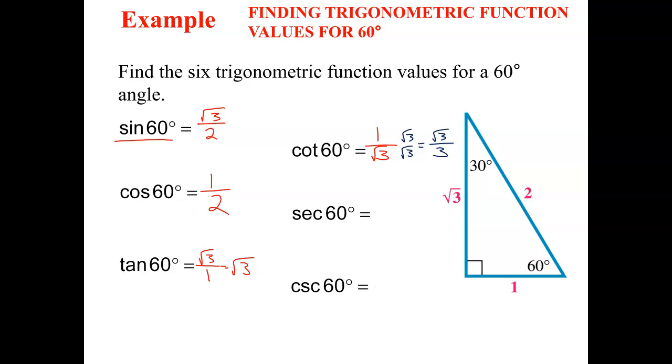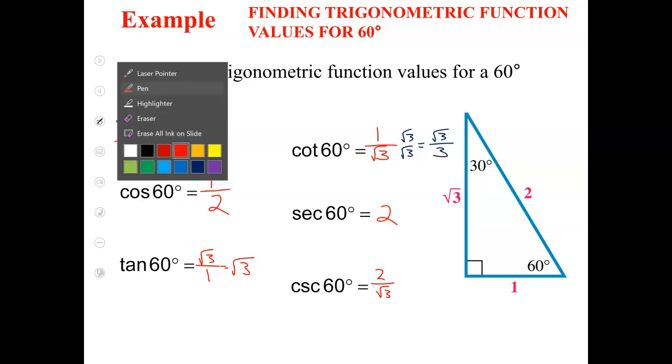Okay? Secant is the reciprocal of which function? Cosine. So if cosine is 1/2, secant is what? 2. Square root of 3 times square root of 3 is the square root of 9, and the square root of 9 is 3. Secant is 2, because the reciprocal of 1/2 is 2. Cosecant is the reciprocal of which function? Sine. So cosecant of 60 degrees is going to be 2 root 3. Rationalize it.